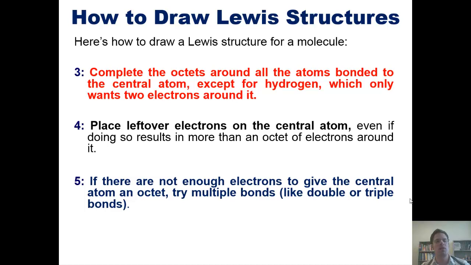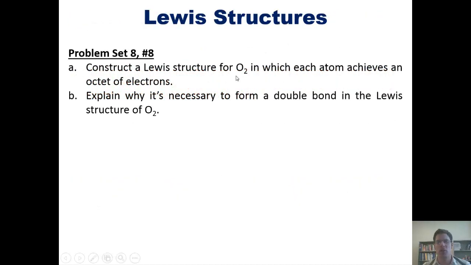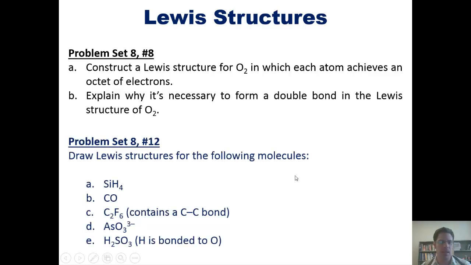That takes us to some wonderful lecture questions, beginning with this one. Please construct a Lewis structure for O2 in which each atom achieves an octet of electrons, and then explain why it's necessary to form a double bond in the Lewis structure of O2. Separately, draw Lewis structures for the following molecules. Now, I'm not going to answer these questions for you here, but we'll post a link to a separate video that you're welcome to watch if you'd like, in which I address some of these, and you can hopefully use it as a guide. Here is another question.